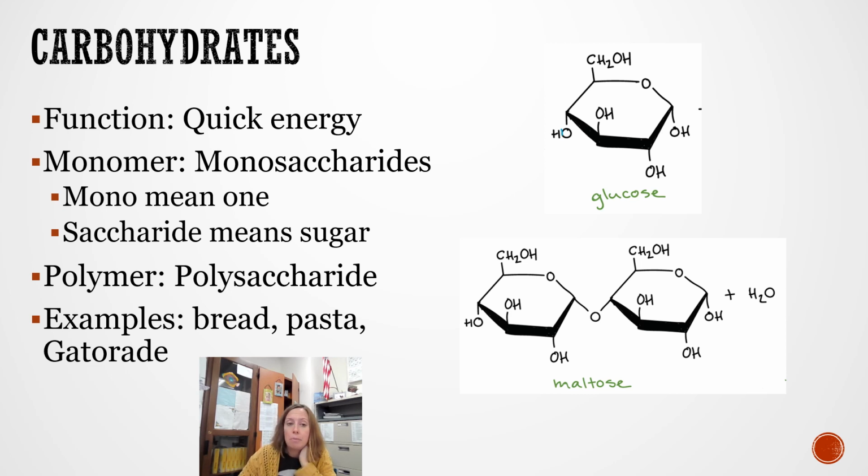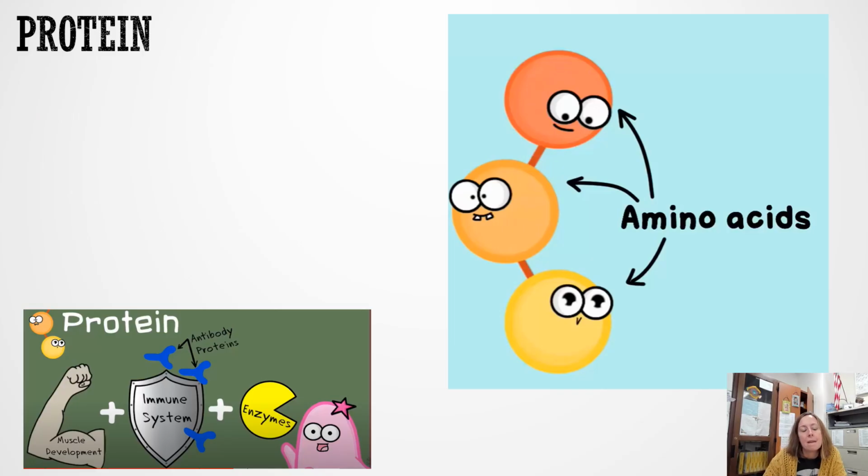Our examples would be bread, pasta, Gatorade. Vegetables and fruits are also carbohydrates. People don't usually think of them like that, but they are. Remember, we talked about plants doing photosynthesis, and in photosynthesis, we get oxygen and we get glucose. Well, that means plants' parts have to be made of glucose. So there you go.